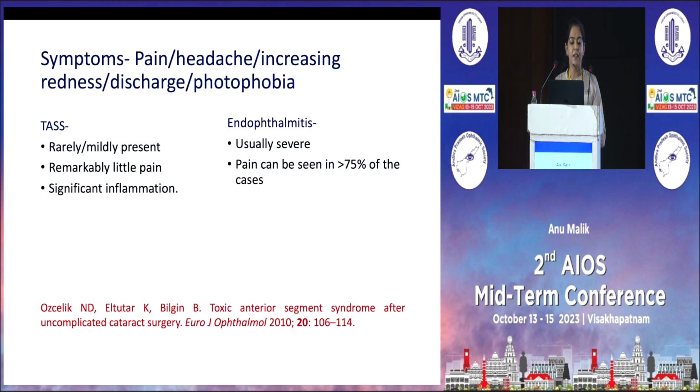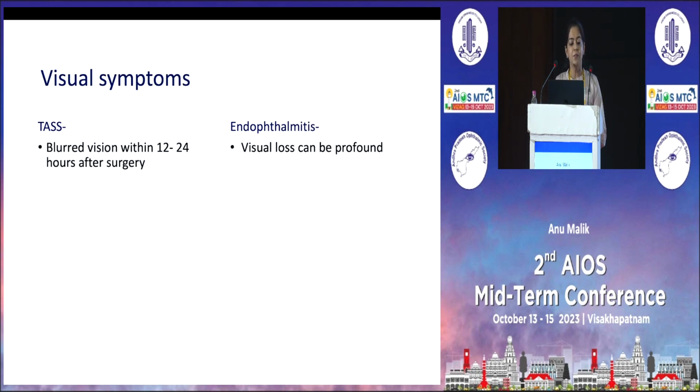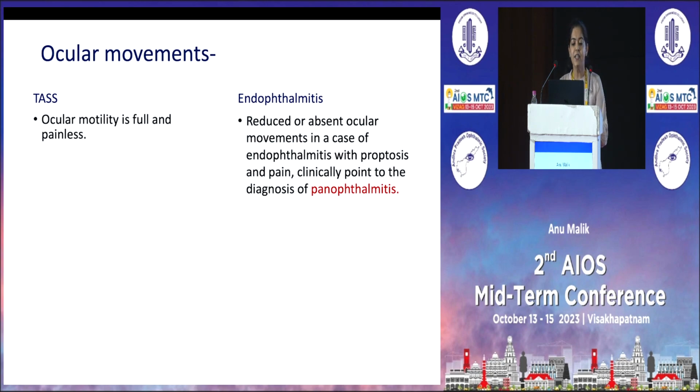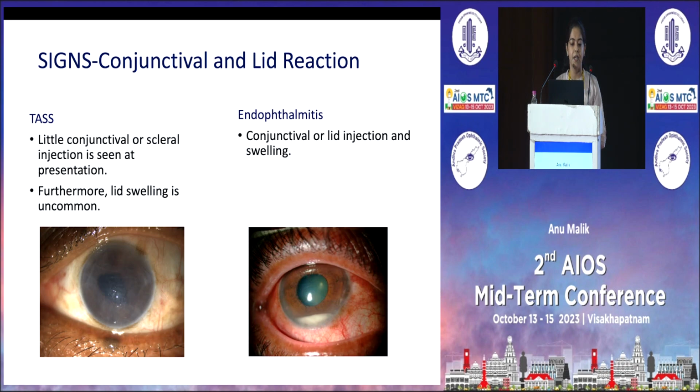Symptoms are usually rarely present or mildly present. There is little pain and significant inflammation in TASS, but in endophthalmitis, it is usually severe and pain is seen in more than 75% of the cases. In TASS, the vision is blurred within 12 to 24 hours after the surgery, and in endophthalmitis, visual loss can be profound. The ocular motility is full and painless in TASS, and in endophthalmitis, the patient usually presents with reduced or absent ocular movements along with proptosis and pain, which can clinically point to a diagnosis of panophthalmitis. In TASS, there is little conjunctival or scleral injection present.